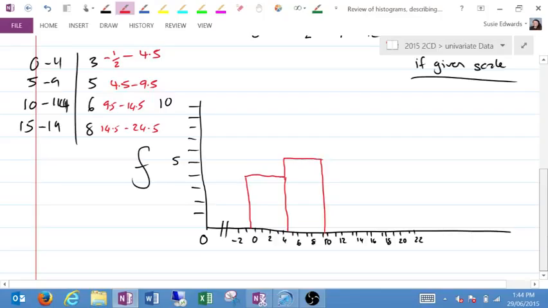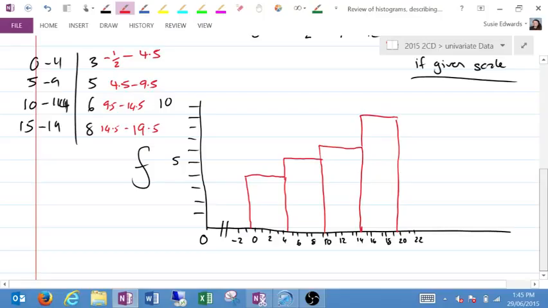Okay. The next one goes from 9.5 to 14.5. And the next one goes to, sorry, not 24.5, 20.5. No, sorry, 19.5. Don't know what I wrote. Okay, 14.5 to 19.5 goes to there. Okay, and if it was on a scale, these would all be exactly the same size.